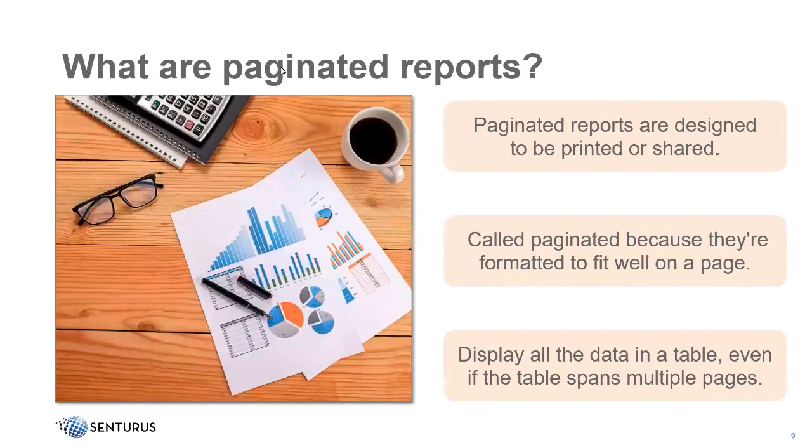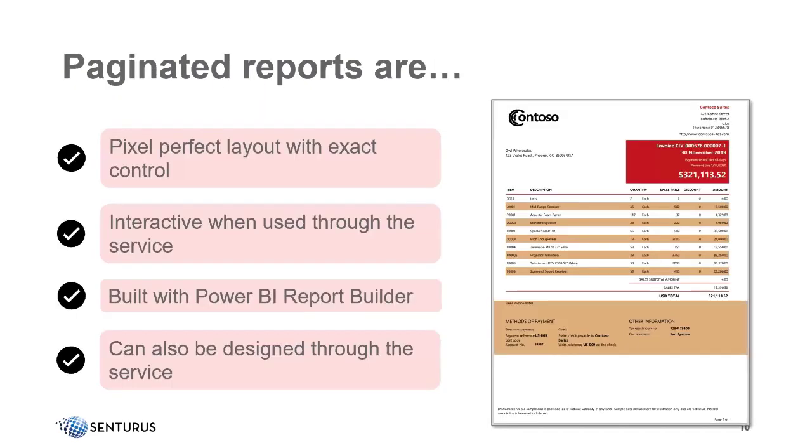So, paginated reports. Paginated reports are designed to be printed. They're meant to be shared, and they're called that because they are meant to fit well on a formatted page. They display all the data in a table, even if that table spans multiple pages. They are designed exactly for what we're trying to do here. One of the things that's really important about them is they're pixel perfect, meaning that you can replicate that invoice form that you've been using for the last 20 years.